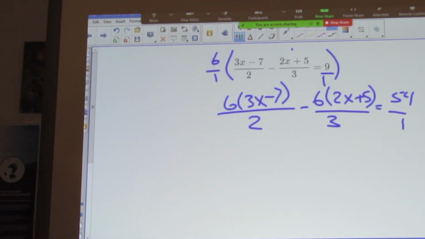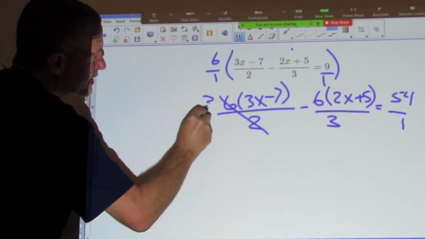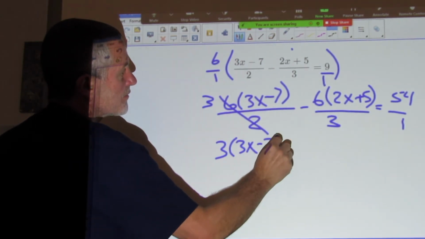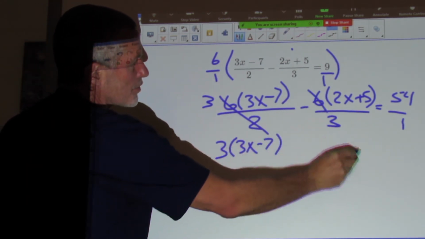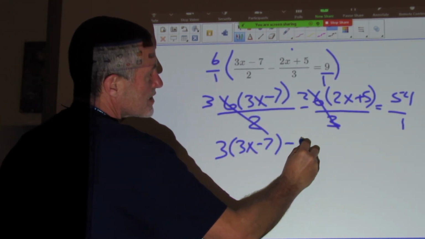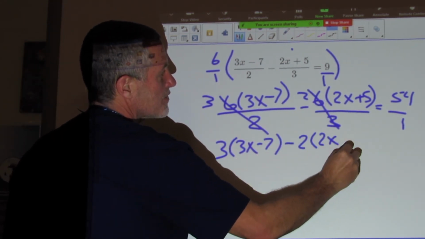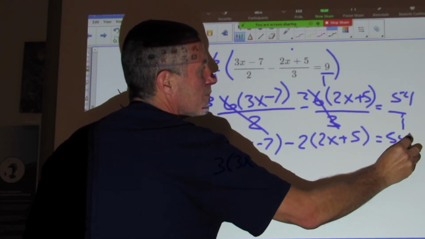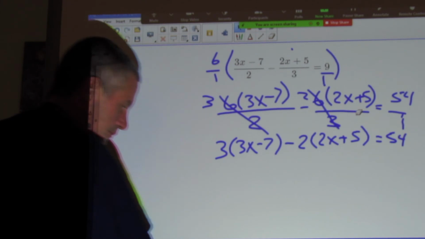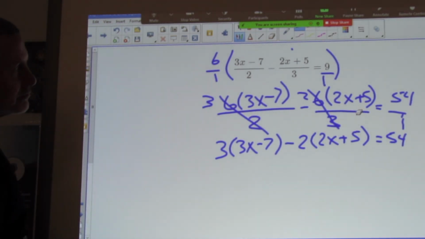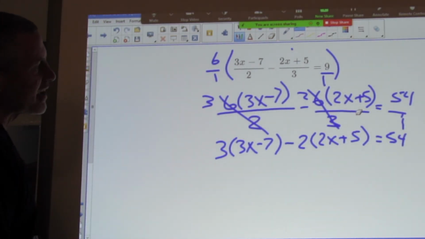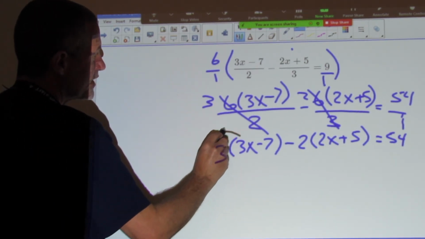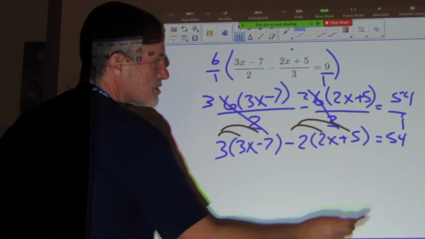We'll simplify everything now. 6 over 2 is 3, so it's 3 times 3x minus 7. 6 over 3 is 2, so it's minus 2 times 2x plus 5. And 54 over 1 is 54. Our equation is going to look just like that when we get rid of the fractions, and now it's time just to do some real basic distribute.